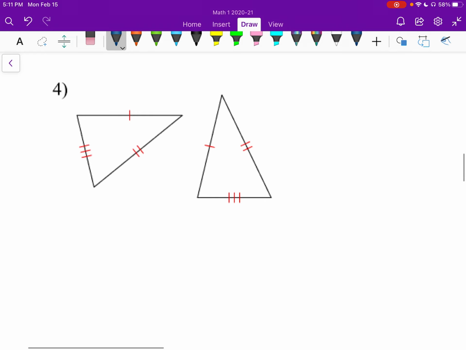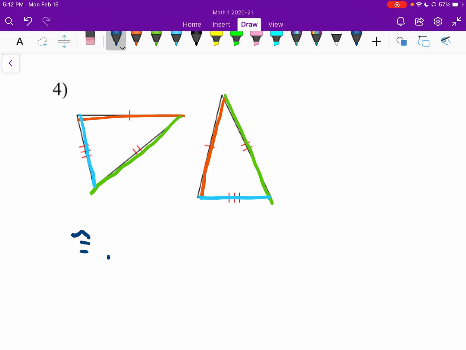Number 4. This one's going to work a whole lot like number 3. We have a side and the other side that's congruent. We have this side and this side congruent. And lastly, we have this side and that side congruent. We have 3 sides. They're all congruent. So this is congruent by side, side, side.